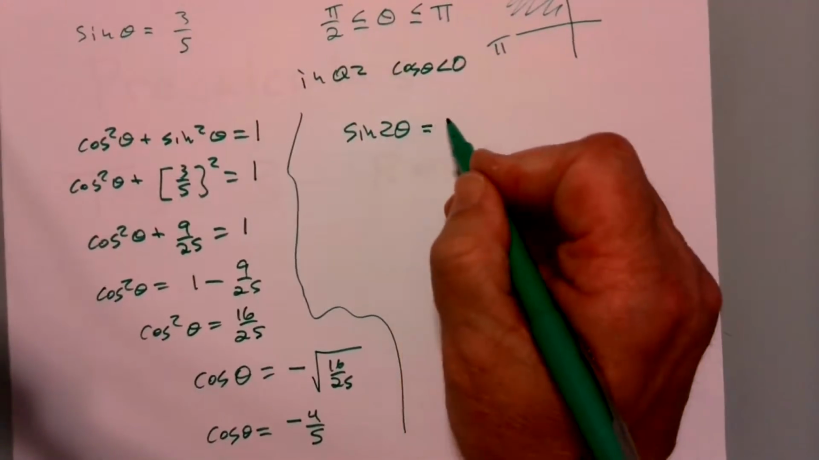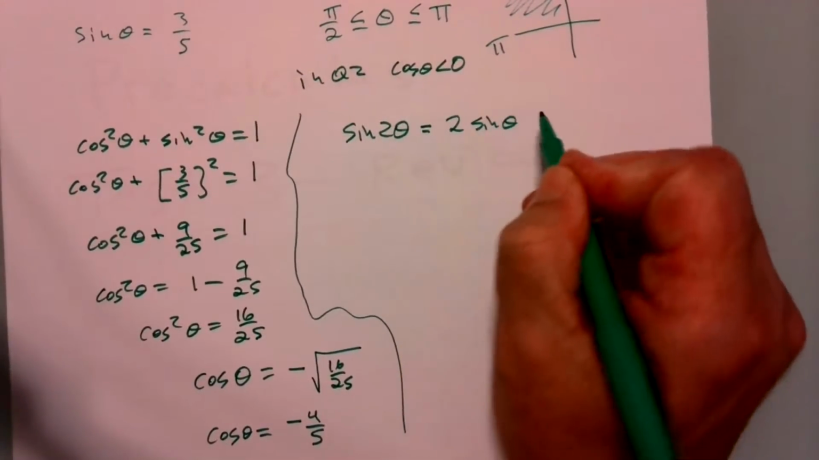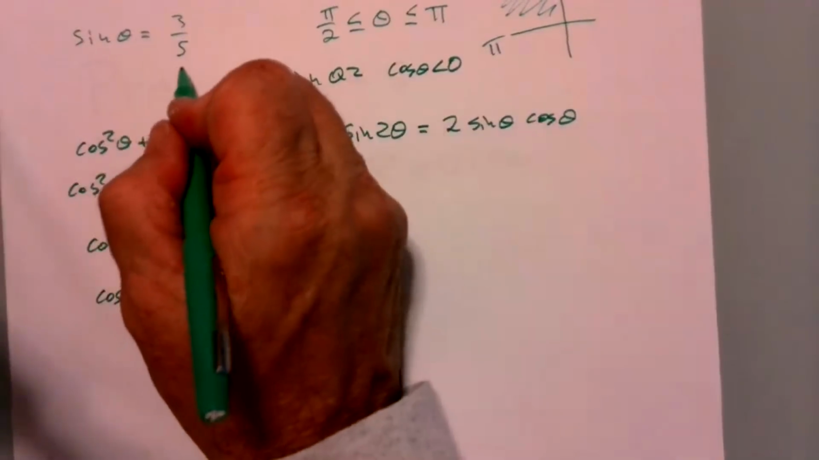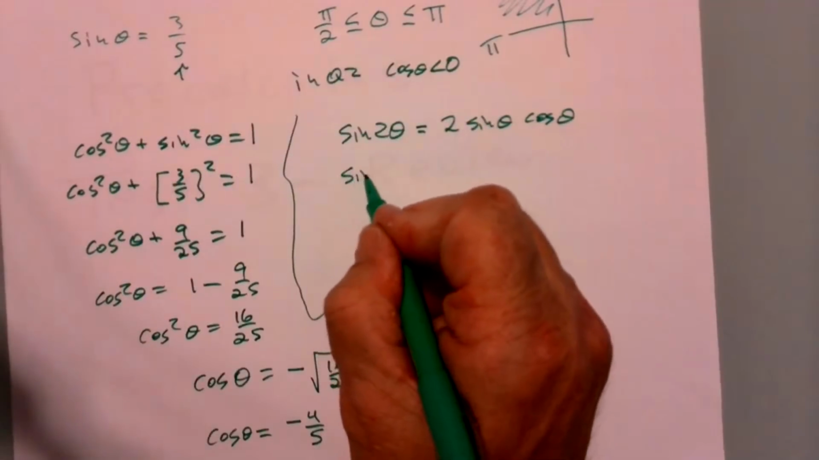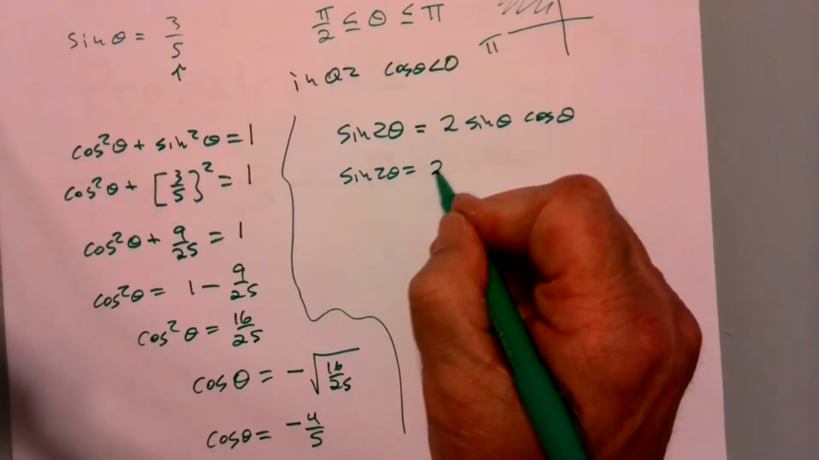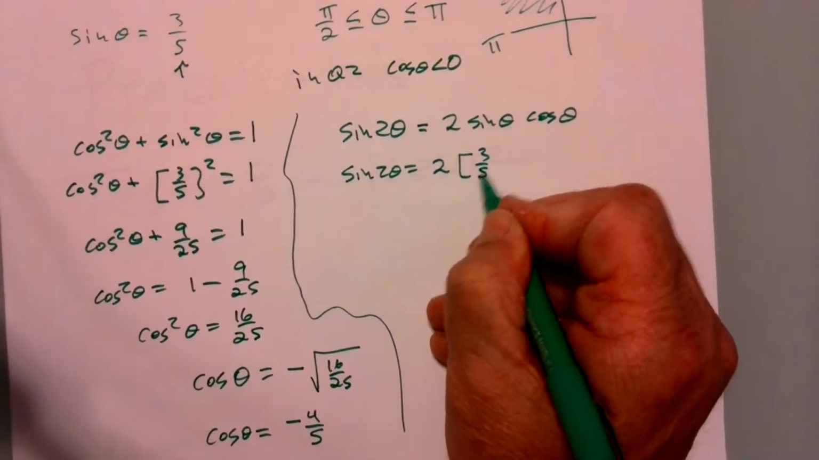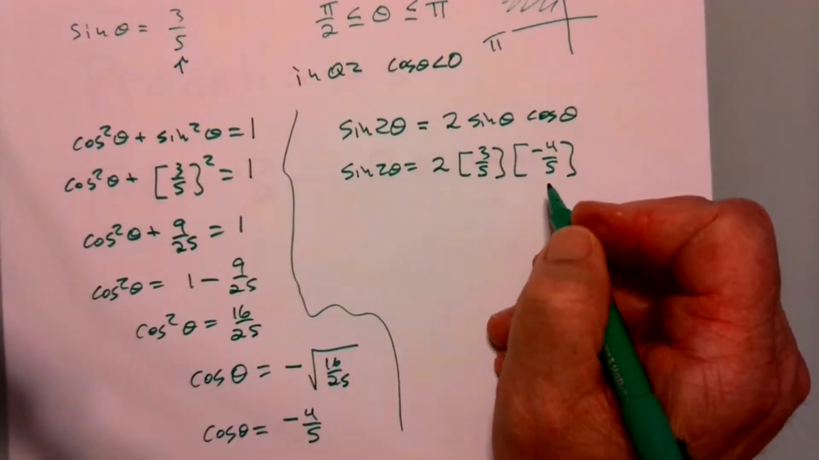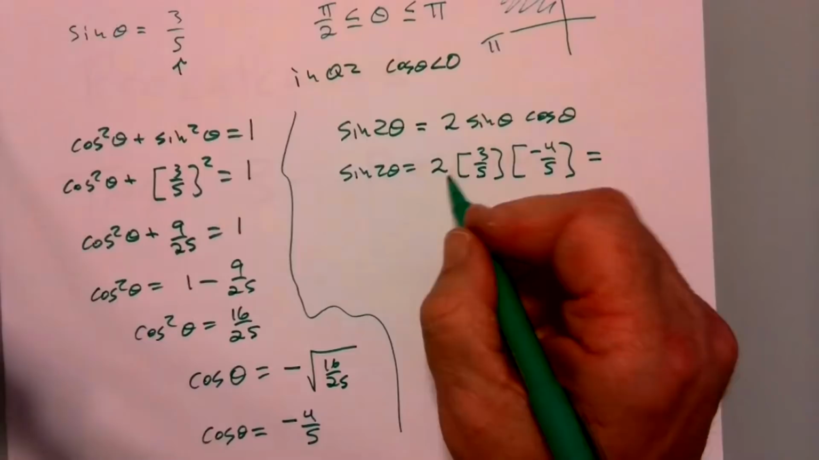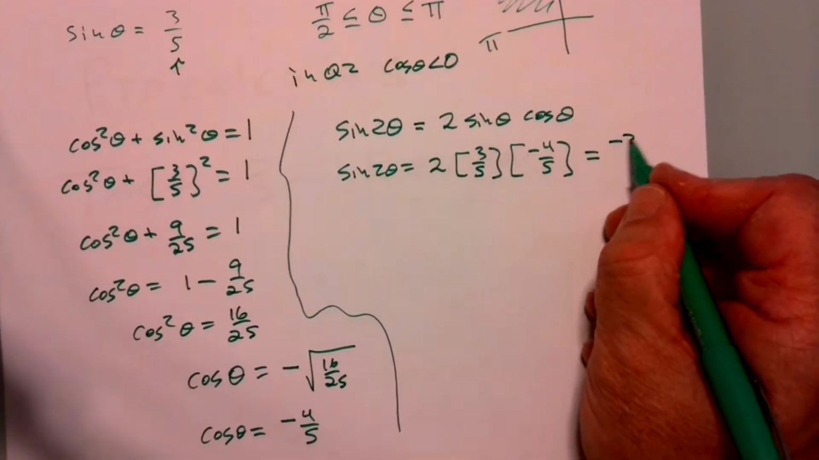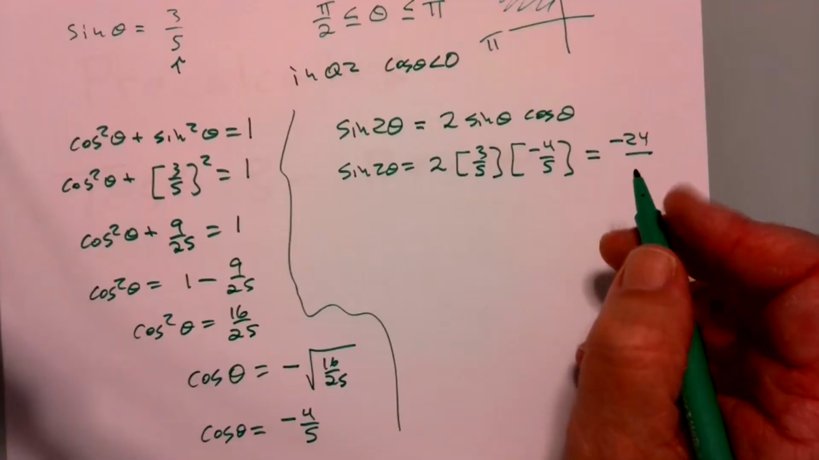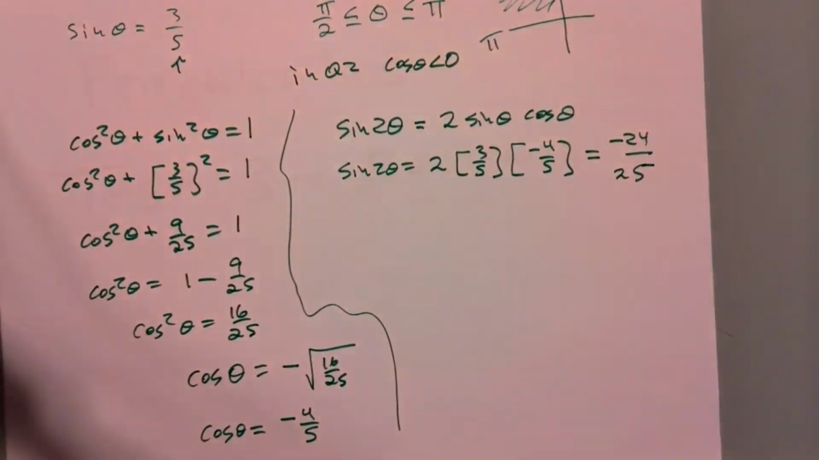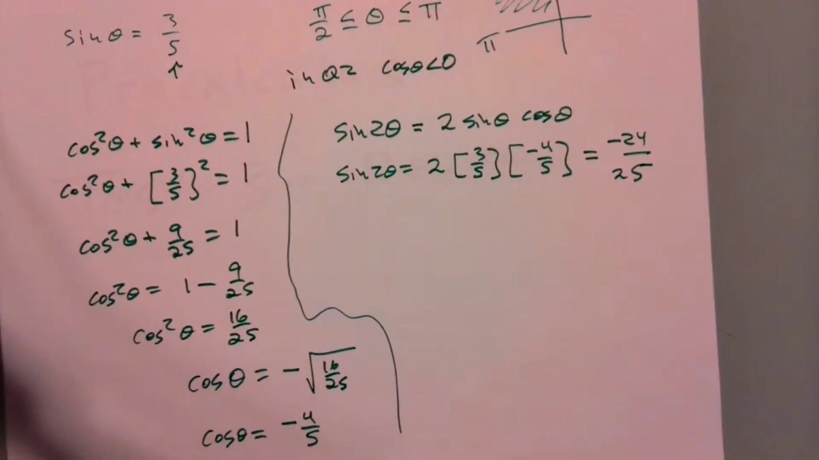So sine of 2 theta is 2 sine theta cosine theta. Well, we know what sine theta is. Sine theta is up here. So we get sine of 2 theta is 2 times sine of theta, 3/5, times cosine of theta, negative 4/5. We put all this together. 2 times 3 is 6 times negative 4, negative 24 over 5 times 5, over 25. That's our second answer to that question.